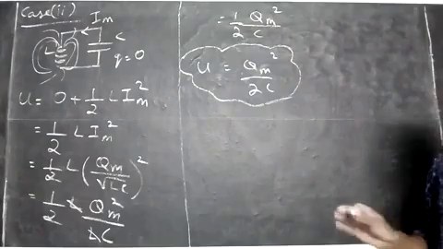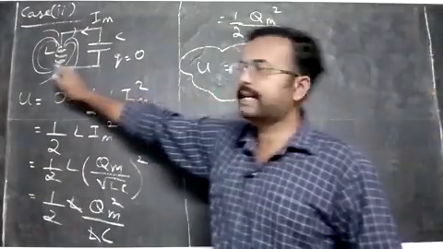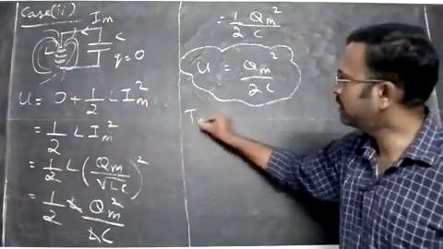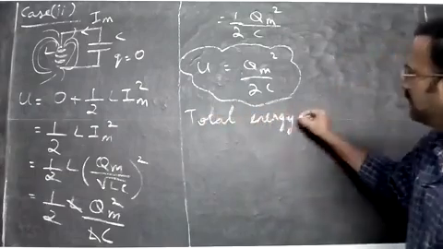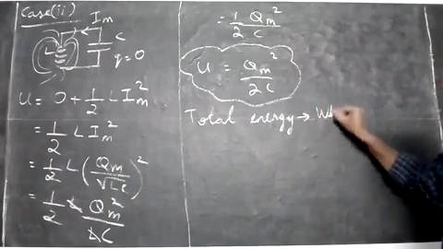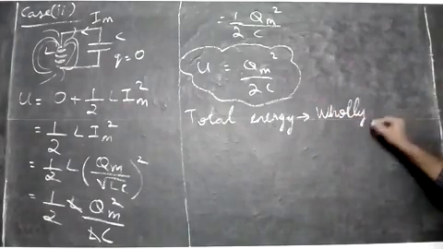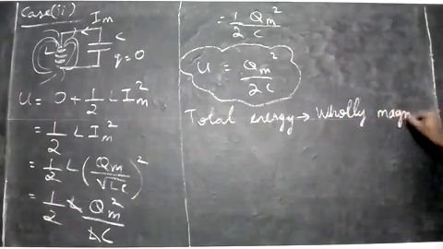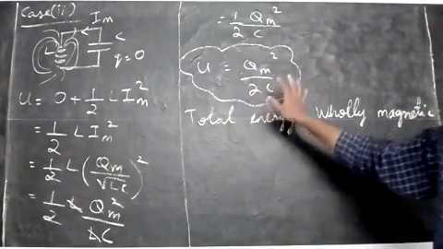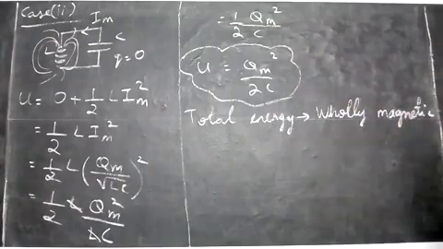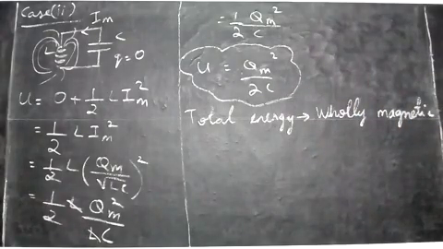But in this case, you see the whole energy is fully magnetic only. So you can say that the total energy is wholly magnetic. That's the second case here. But you see, first answer we got the same, second answer we got the same. Energy is conserved here. Let's go to the third case here. Let me erase the board.